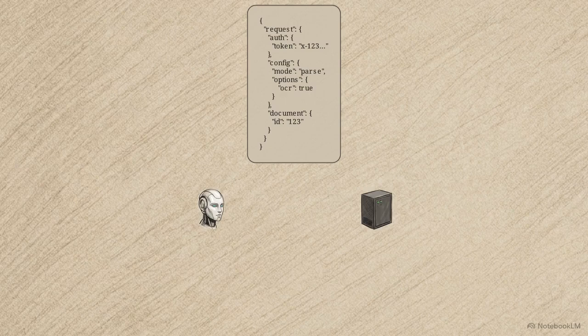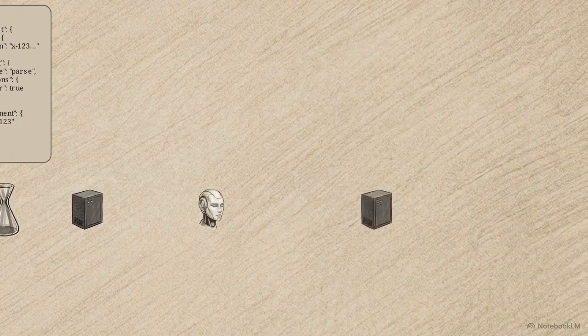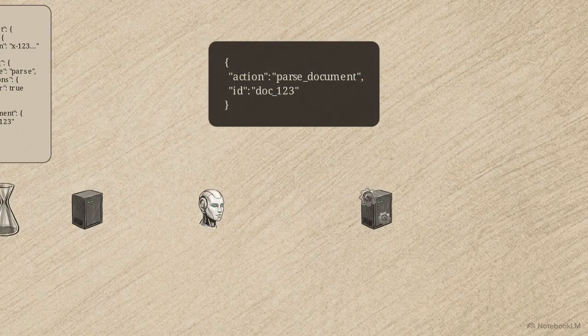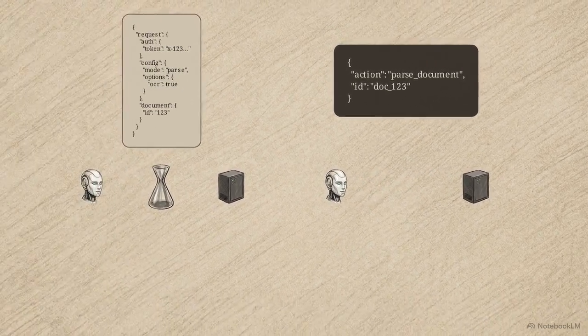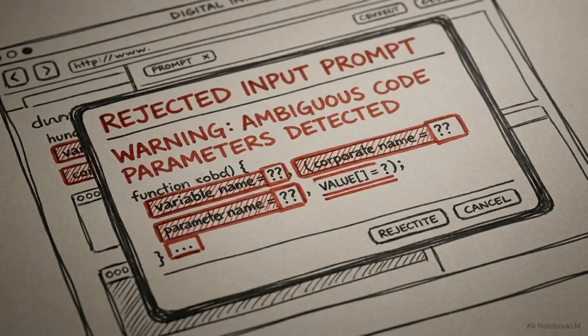Furthermore, a raw API forces the agent to make sequential calls. To process a document, the LLM must manage authentication, upload, configure parsing, and request extraction as separate steps. The solution is wrapping these operations into a single composite tool within the MCP server, like parse document. The server handles the multi-step execution internally. The agent is presented with a strictly typed interface requiring only the document ID and specific parsing options. This structure prevents the model from generating ambiguous parameters.